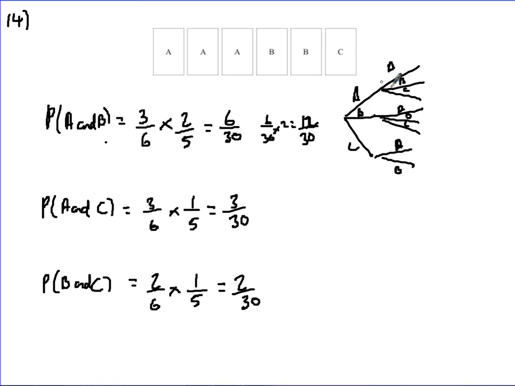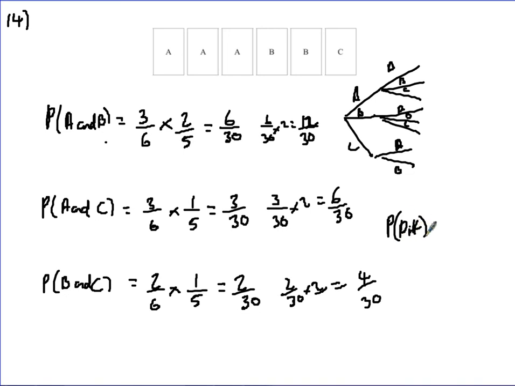A and C, well you can go A and C, but you also go C and A, can't you? So again, you times this one by 2, which will give us 6 out of 30. And B and C, we can go B and C, but you can also go C and B. So again, 2 routes on the tree diagram. So that'll give you 4 out of 30. So if we add the 4, the 6 and the 12, that will then give us a total. So the probability then of different is equal to 12 plus 6 plus 4, which then gives us 22 out of 30, which will then cancel down if you halve it to 11 out of 15.